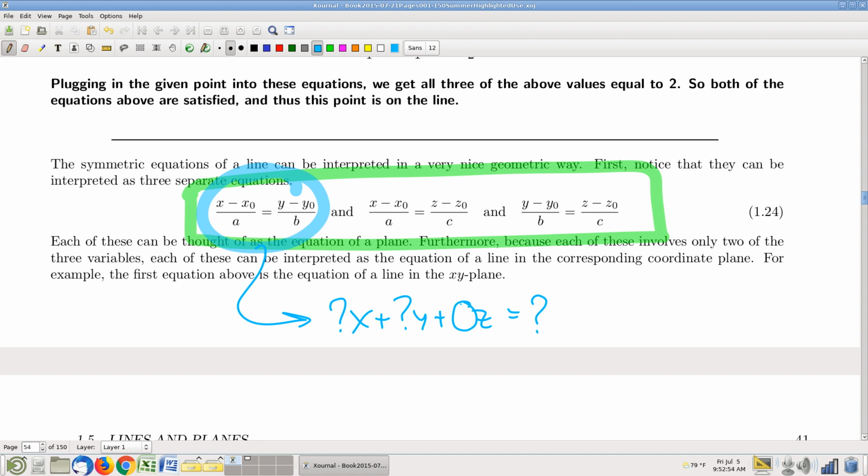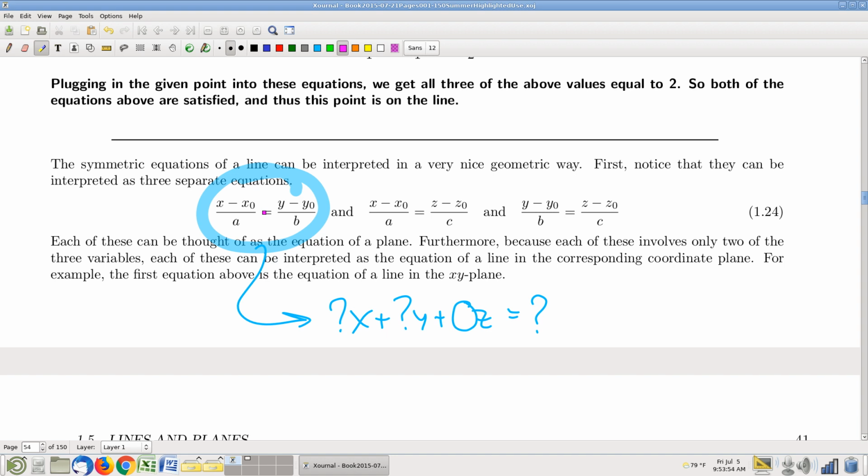Second observation I'm going to make: this plane, I claim, contains the line. How do I know this plane contains the line? Suppose I have a point that's on the line. If my point is on the line, that means all three of these equations are satisfied. That's what it means for a point to be on the line. If that's the case, then that equation is true as part of that. So every point that's on the line is also on the plane. Therefore the line is contained inside of the plane, or the plane contains the line. Does everybody see what I'm talking about? So we've got this situation: a plane, and the line is embedded inside of it.